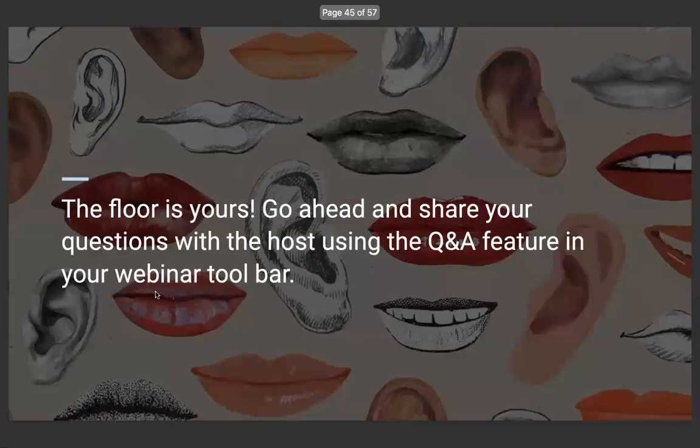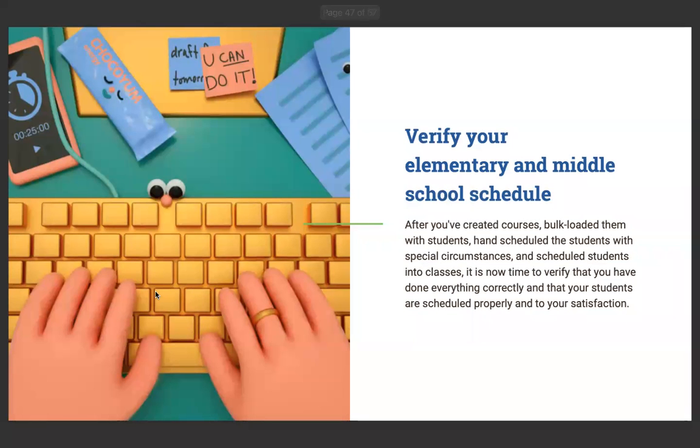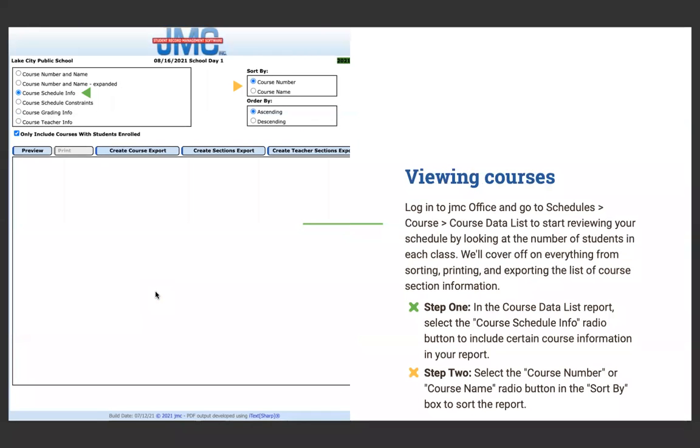Come in here. All right, verifying the schedule. After you've created courses, bulk loaded them with students, hand scheduled the students with special circumstances, and scheduled students into classes, it's now time to verify that you've done everything correctly and that your students are scheduled properly and to your satisfaction. So again, log in again, my favorite report in the scheduling area, to schedules, course data list, to start reviewing your schedule by looking at the number of students in each class. We'll cover everything from sorting, printing, exporting a list of course section information.